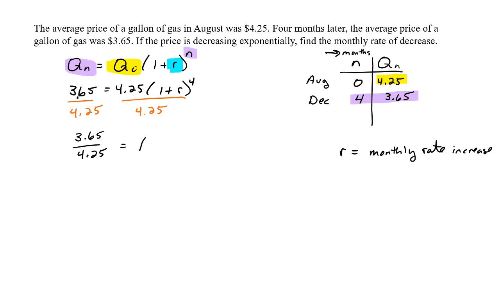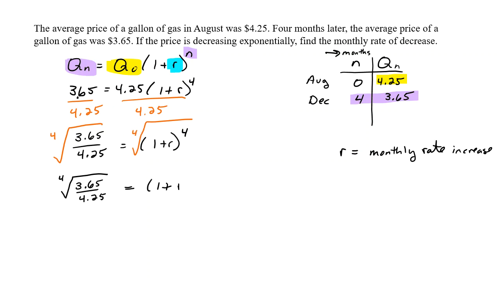Do you remember how to get rid of a 4th power? Hopefully you're not subtracting that 1. You can't do that yet. It's trapped inside that 4th power. To undo a 4th power, you do a 4th root. So now we're going to have to type in the 4th root of 3.65 over 4.25. This 4th root and 4th power undo each other, so we're simply left with 1 plus R. I don't really need that parenthesis. Now we could subtract the 1 over, and we're left with what we're going to punch into our calculator.